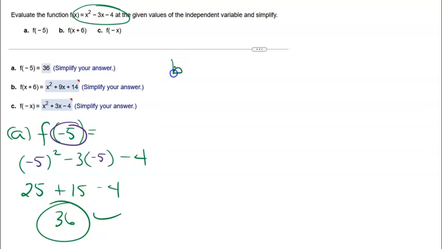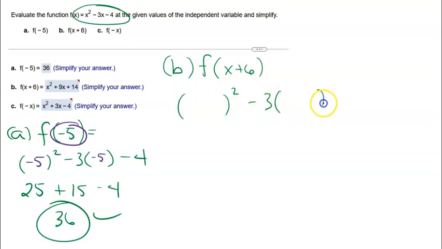And usually students feel pretty comfortable plugging in numbers, but what about when they change it to something like f of x plus 6? Now, here's what I suggest. Just like I did on the last problem, what I want you to do is write the function down with parentheses everywhere there's an x. Now, since what I'm plugging in is a little bit bigger than just a number, it's x plus 6, maybe make those parentheses a little wider, so x plus 6 goes in here, x plus 6 goes in here.